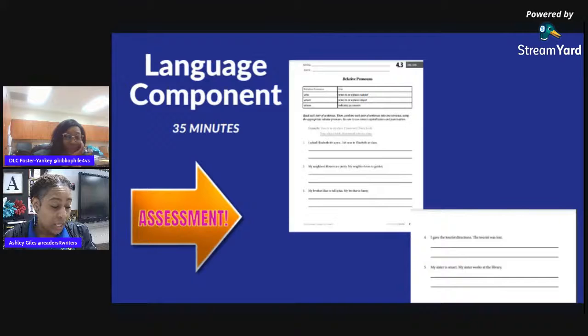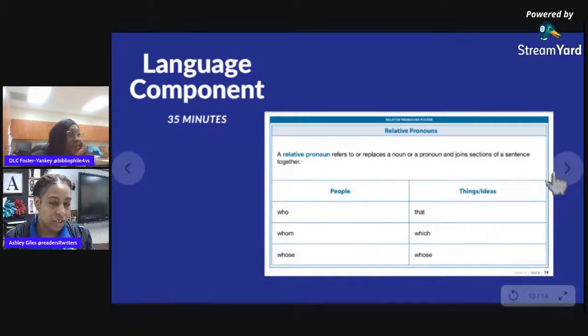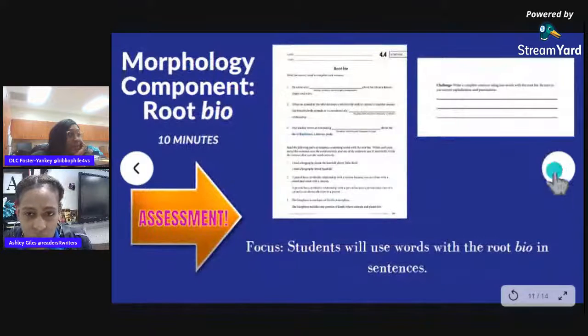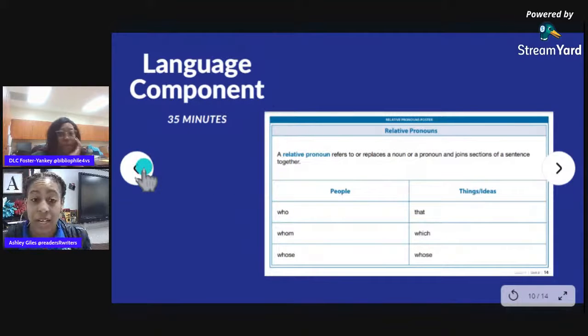So, and then there's a quick transition too. You teach them all this about who, whom, and whose, and then you go right into, and so on, we can go back, so this is a relative pronoun. So then we're not even done yet.